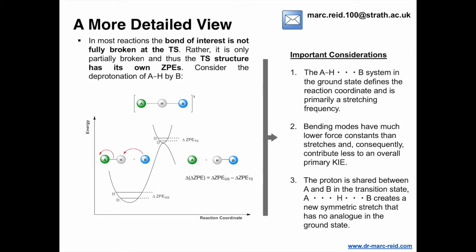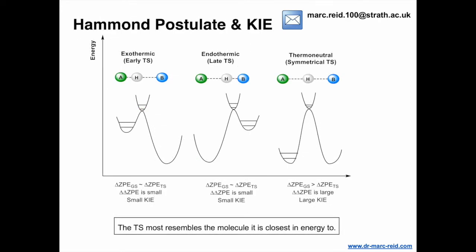AHB creates a new symmetric stretch that has no analogue in the ground state. So, rather than simply comparing the differences in zero-point energies for carbon-12H versus carbon-12D in the ground state, we need to consider the difference of differences in zero-point energies between the ground state and transition state. This updated model enables us to consider three scenarios for kinetic isotope effects, shown in the diagram.